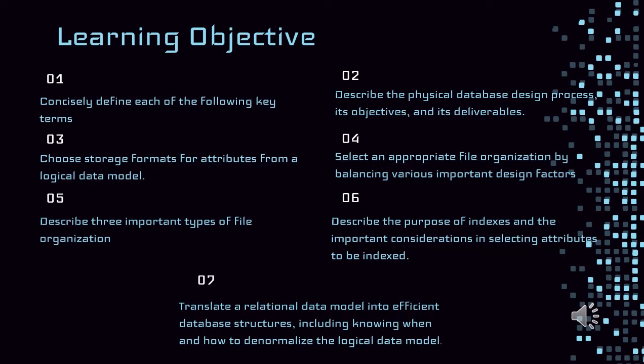Fifth, describe three important types of file organization. Sixth, describe the purpose of indexes and the important considerations in selecting attributes to be indexed. And seventh, translate a relational data model into efficient database structures, including knowing when and how to denormalize the logical data model.